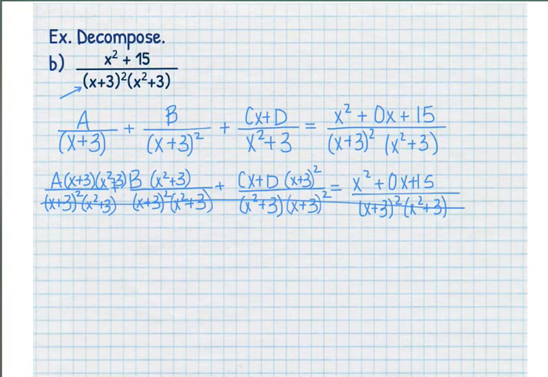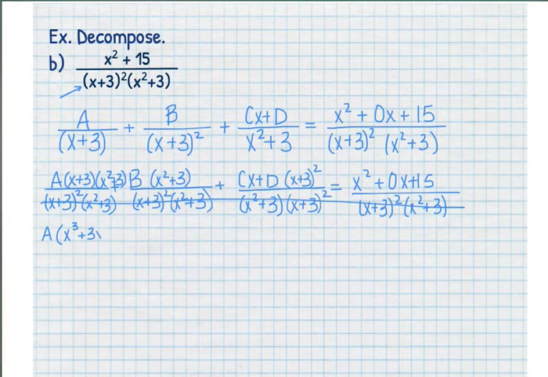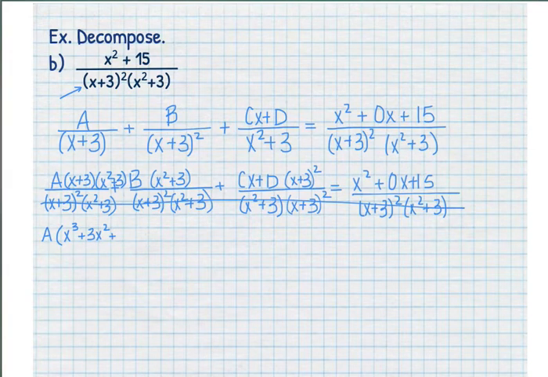Now this next line is important to stay very, very organized. So it's going to get a little bit messy, but we're going to try our best, okay? So I'm going to keep that A outside, but I'm going to multiply x plus 3 times x squared plus 3 together. So x squared times x is x cubed. x squared times 3 is 3x squared. Plus 3 times x is 3x, plus 3 times 3 is 9. Cool.